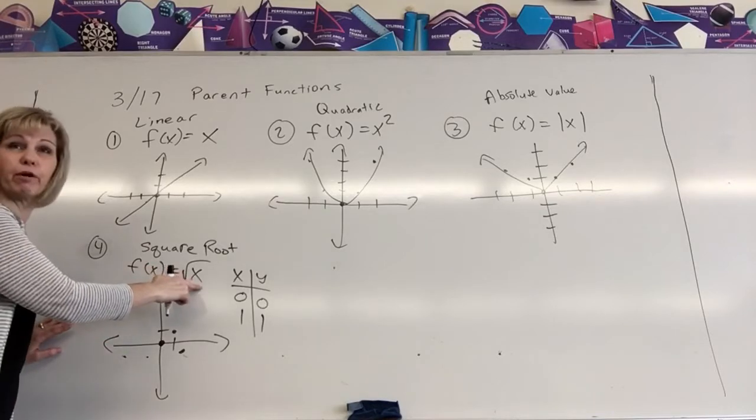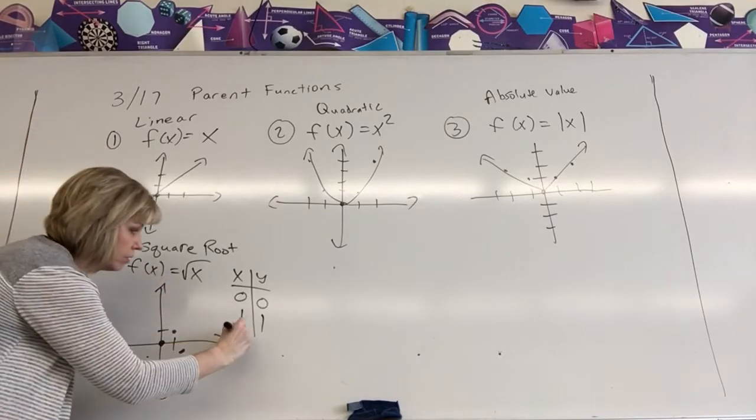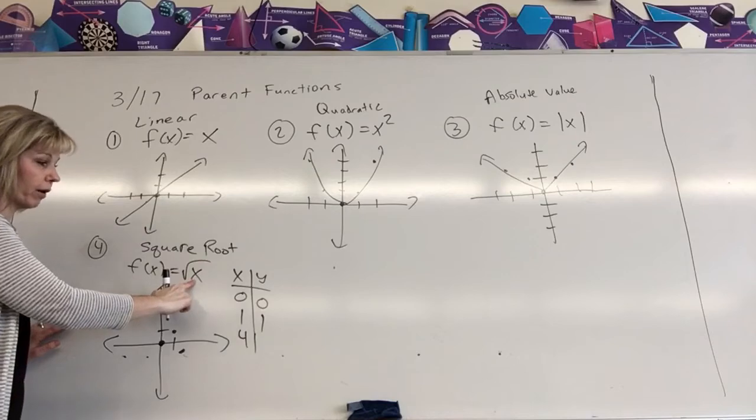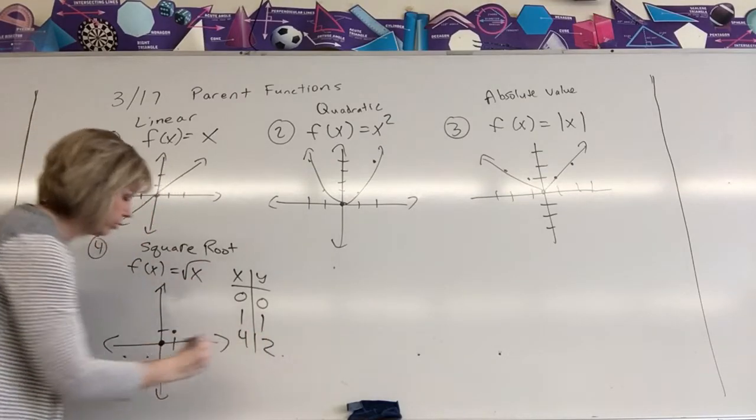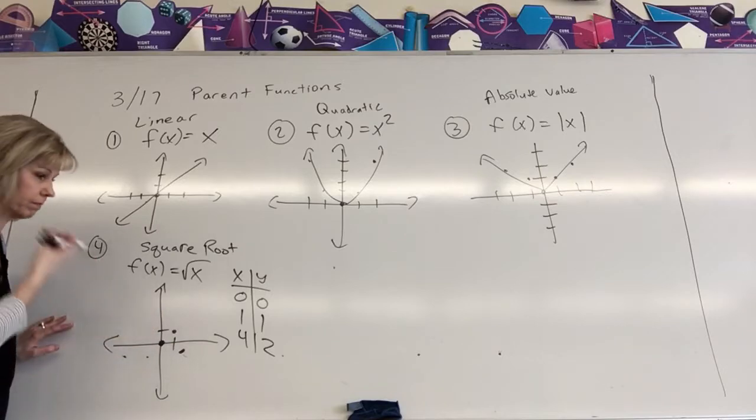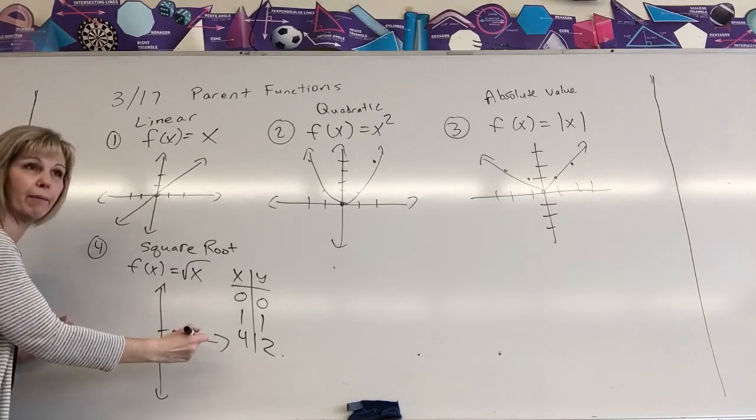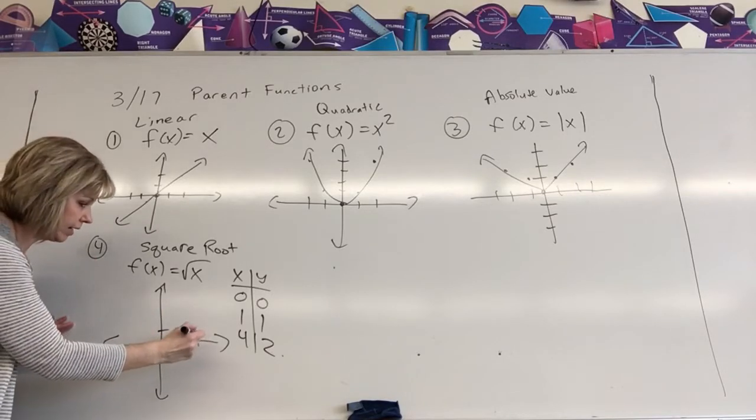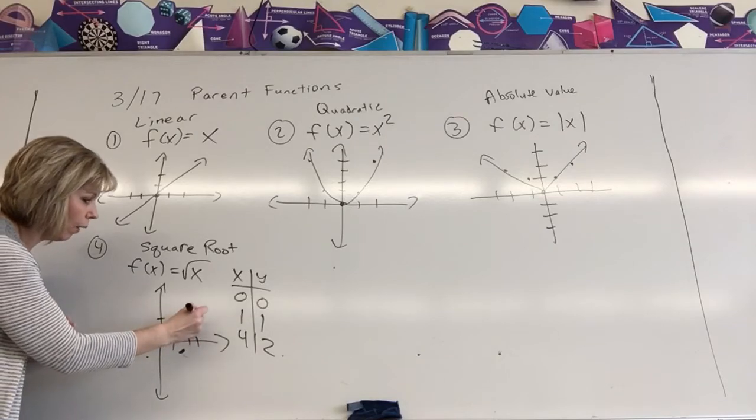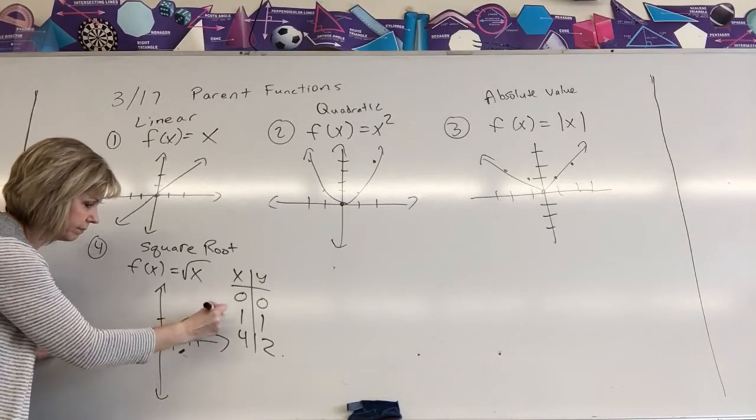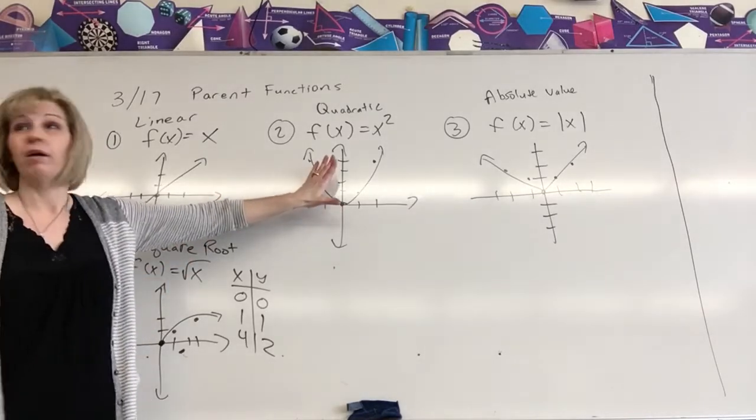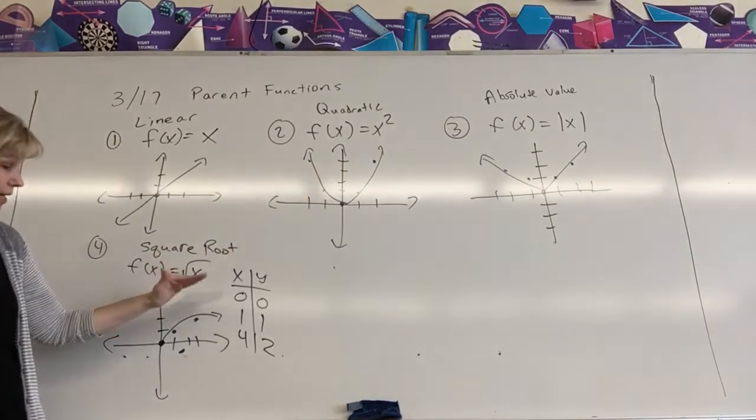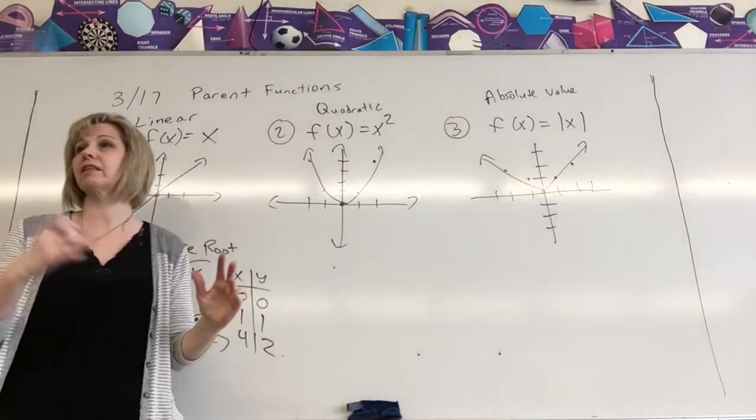What's the next perfect square? 4. So if I can put 4 in, the square root of 4 gives me an output of 2, so 4, 2. So I go over how many? 4. And up how many? 2. What is this similar to? The quadratic, except it's sideways. It's a sideways U. And we're going to talk about inverses later on.